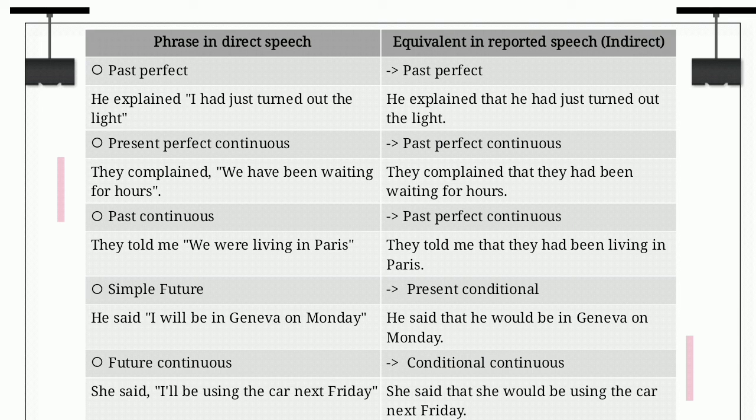And next, simple future becomes present conditional. For example, he said, "I will be in Geneva on Monday," became he said that he will be in Geneva on Monday. Next is future continuous to conditional continuous. For example, she said, "I'll be using the car next Friday," became she said that she would be using the car next Friday.